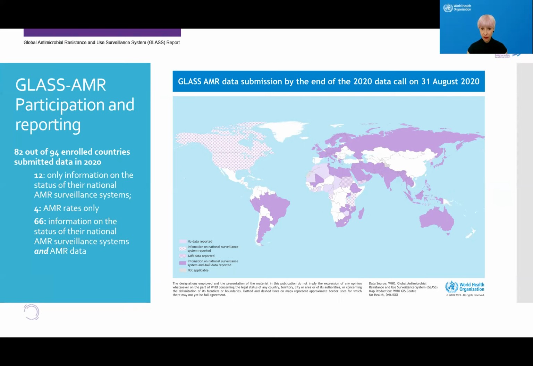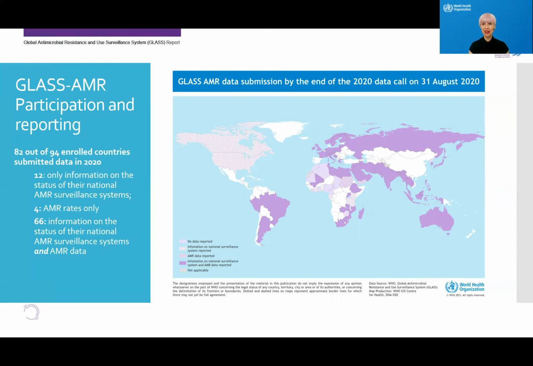The dotted countries have reported only information on the status of the national surveillance system. These were 12 countries. Then we had 4 countries reporting only AMR rates, and then we had 66 countries reporting both the information on the status of their national surveillance system and AMR rates, and these are colored in purple.